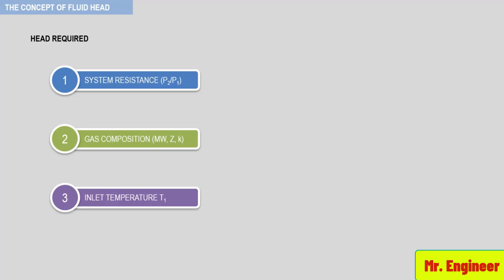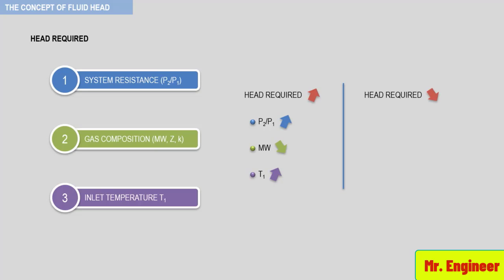What I want you to remember and understand for now is that the head required by the process increases if the system resistance increases, so if the ratio P2 divided by P1 increases, or when the molecular weight decreases, or when the temperature increases. And that, on the other hand, the head required by the process will decrease if the ratio P2 over P1 decreases, or if the molecular weight of the gas increases, or if the temperature decreases.